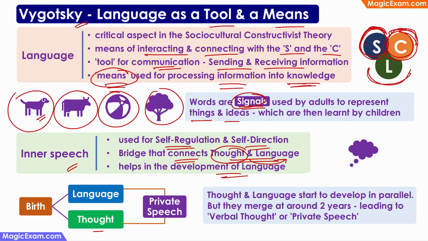And Vygotsky says that language and thought both will start developing right from the time of birth, and at around the age of 2 years, that is when these two will come together and form private speech. And private speech becomes silent inner speech as the child grows older, because the child now is self-conscious and doesn't want others to hear his or her thoughts. So the private speech may continue for the rest of the person's life, just that it becomes silent inner speech. So this is Vygotsky's theory on the development of language in children.